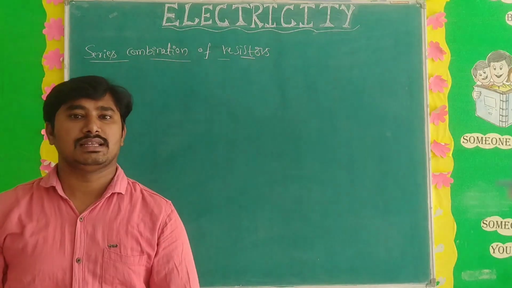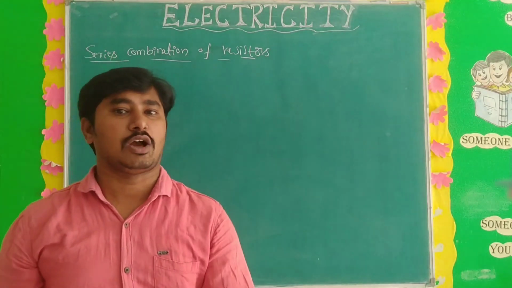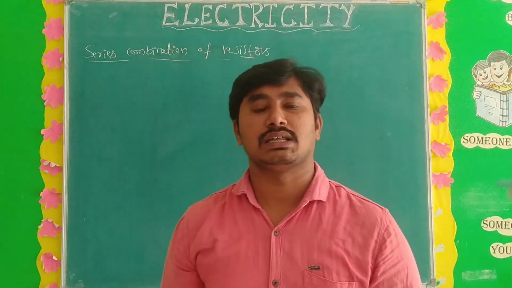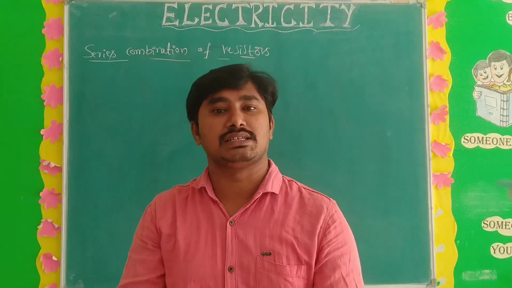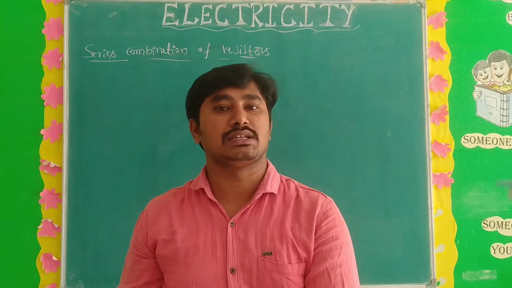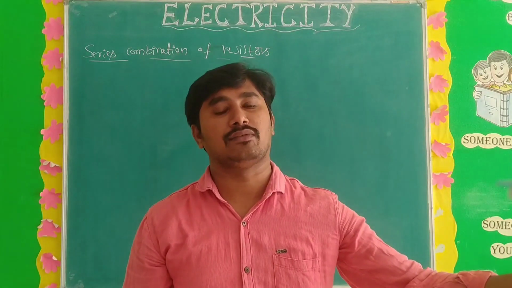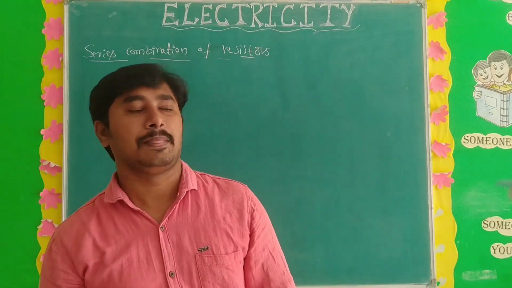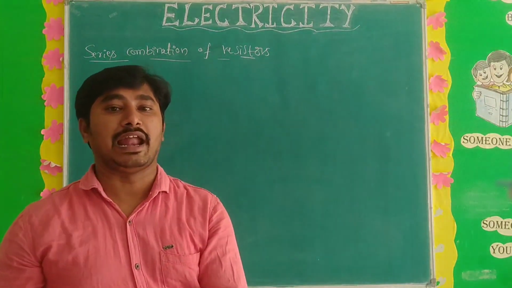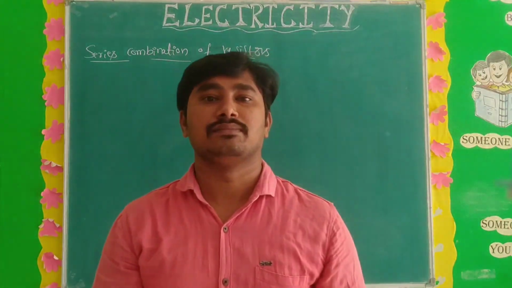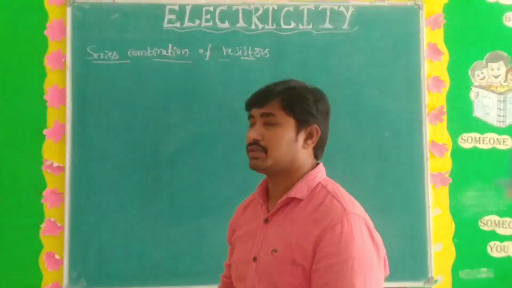So what is the series combination of resistors? Series combination of resistors means you should take the resistors and connect the ends of the resistors. One positive end of a resistor, you have to connect to the other end of the second resistor. And the same way, you connect the second end of the second resistor to the third resistor. Means you have to continue connecting the ends of the resistors continuously. Okay, that is nothing but series combination of resistors.